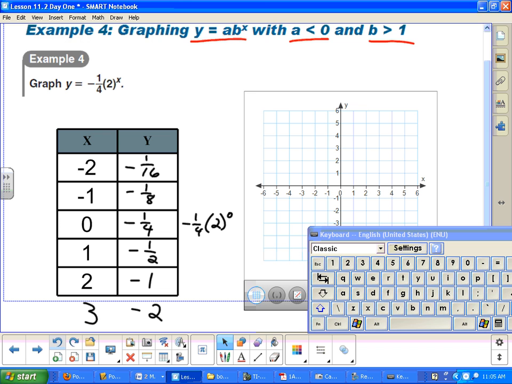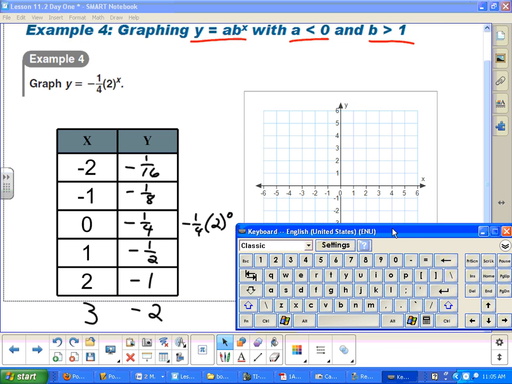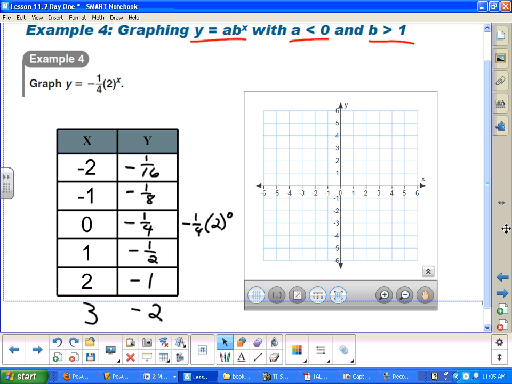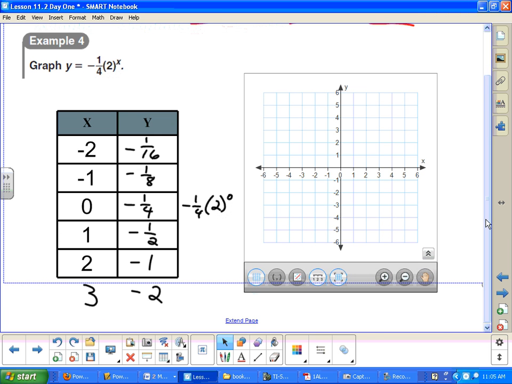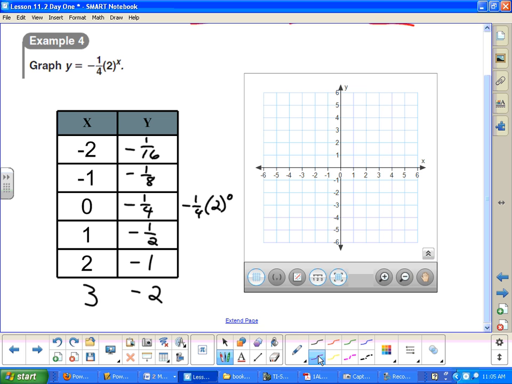All right, that's fine. Okay, so when we plot these points on our graph, we've got the point 0, -1/4. We'll start with that one, so that's approximately right there. And 1 is at -1/2. 2 is at -1. 3 is at -2. What if I went to 4? Where would that be at? -4. Let's get a little bit more of our curve here then.